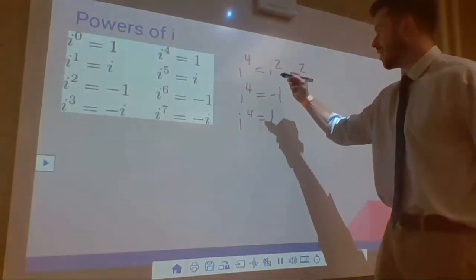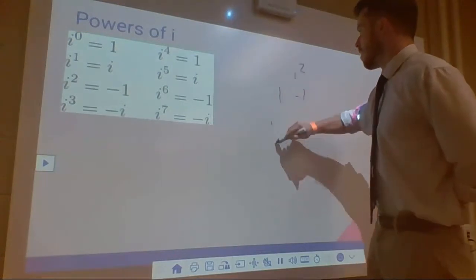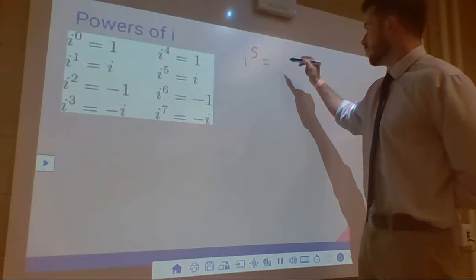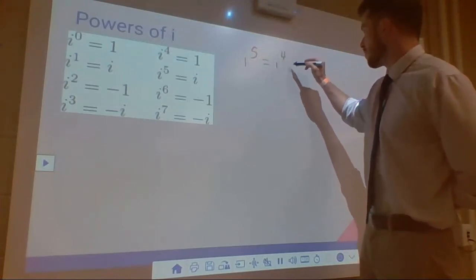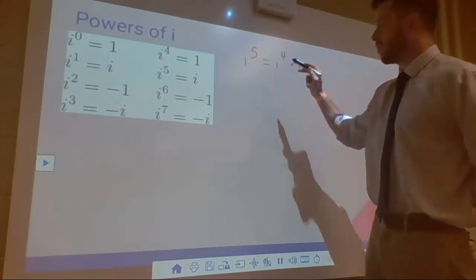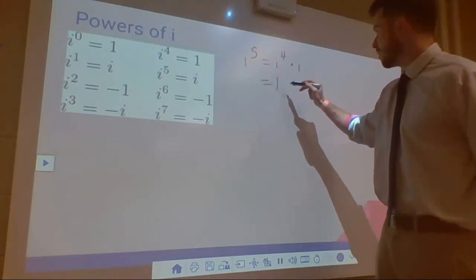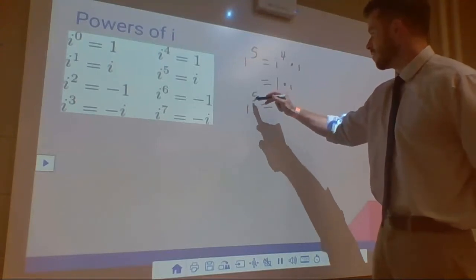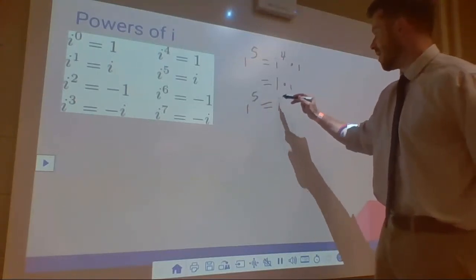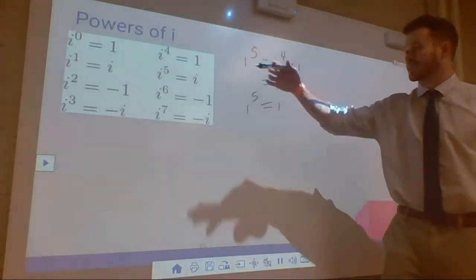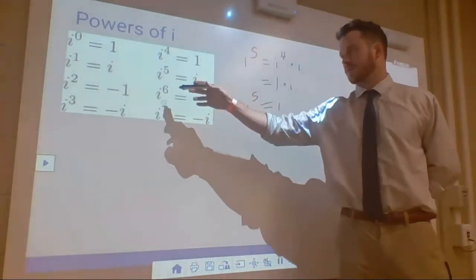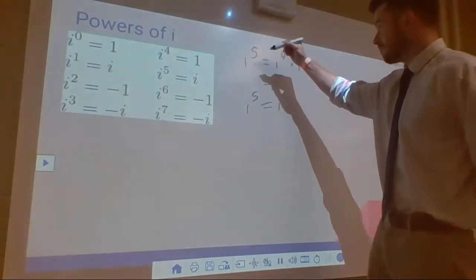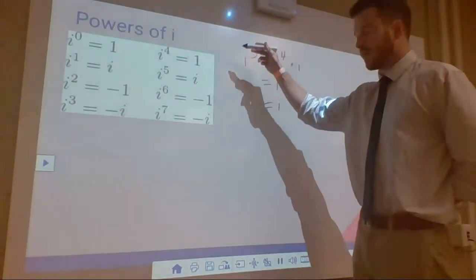If we want to try to find i to the 5th, we can say i to the 5th equals i to the 4th times i, and we know i to the 4th is 1. Then we have 1 times i, which is just i. So that's where all these come from, and we could keep doing that with i to the 6th and i to the 7th. Okay, so these are the powers of i.